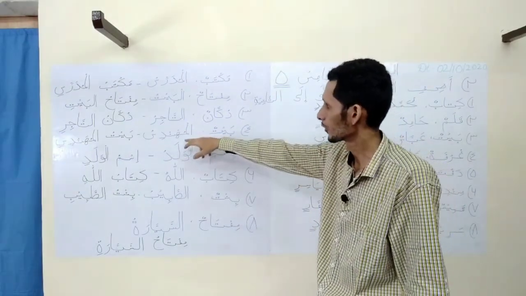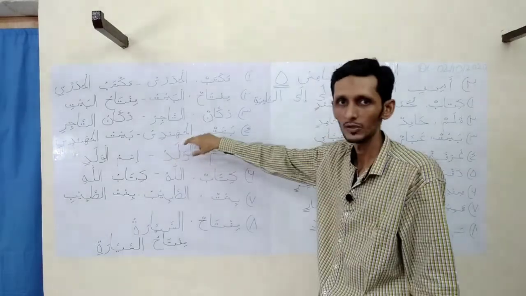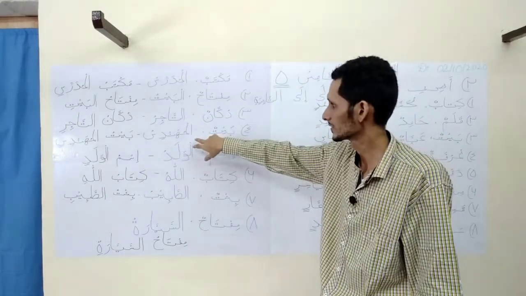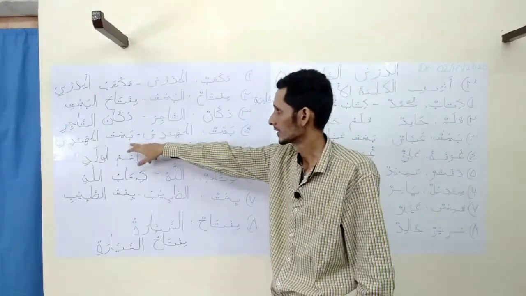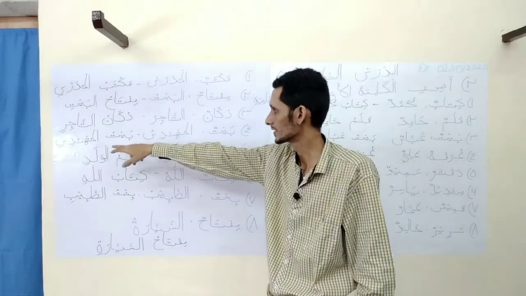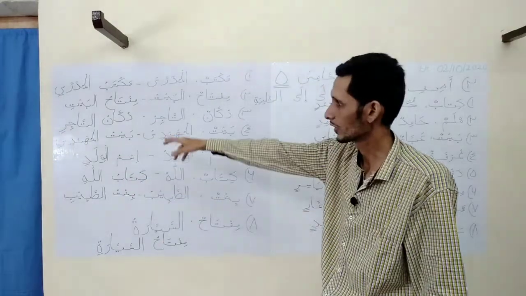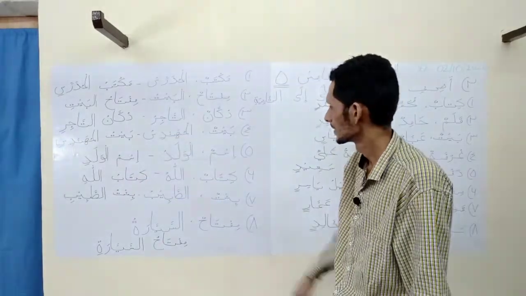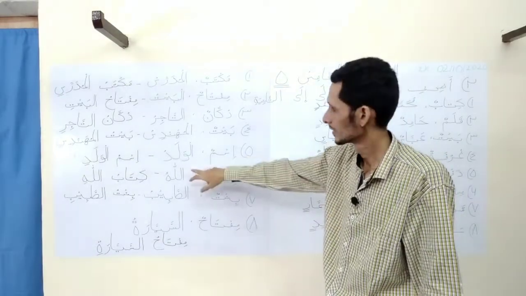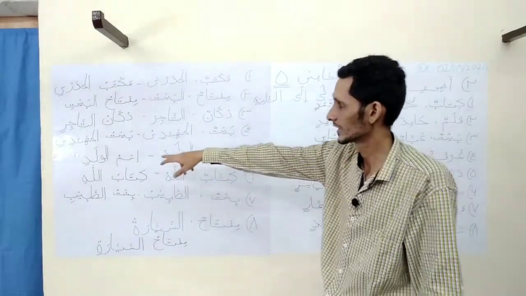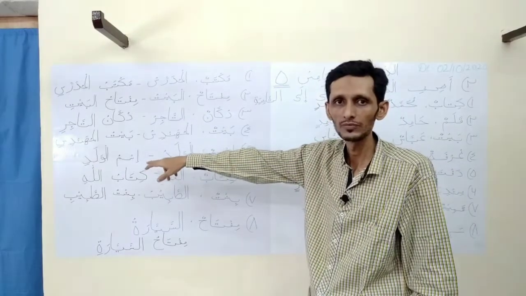Baytun al-muhandisu. After combining these two words to make mudaaf ilayhi, it will become Baytul muhandisi. House of the engineer. Ismun al-waladu. Murakkab will be Ismul waladi. Name of the boy.